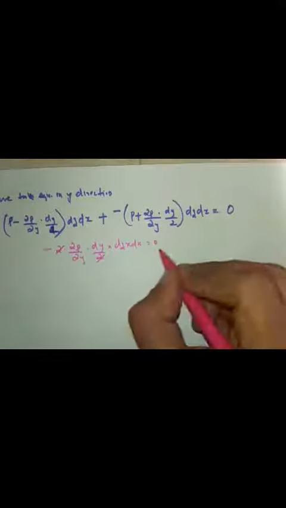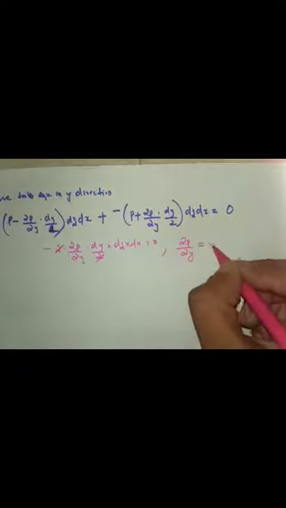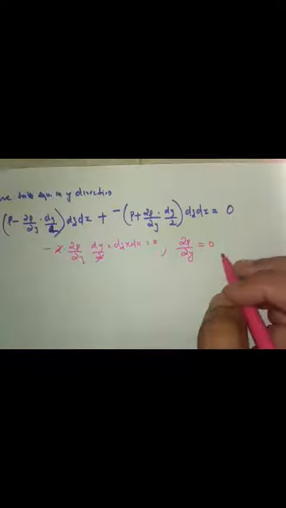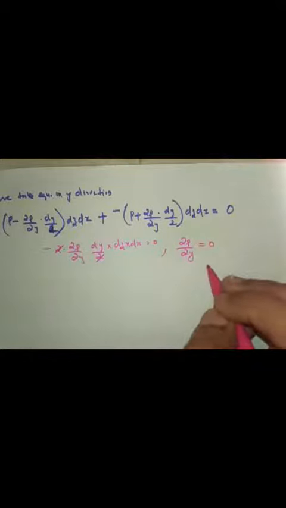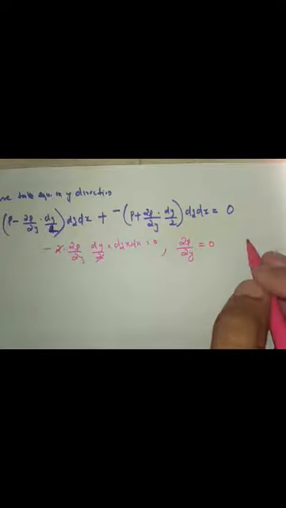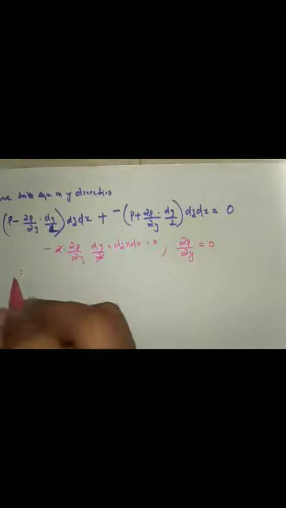The 2 will cancel out. It means dou p by dou y will be equal to 0. So this means that there is no variation in the pressure in the y direction also. So we have got that there is no variation in the x direction, there is no variation in the y direction.